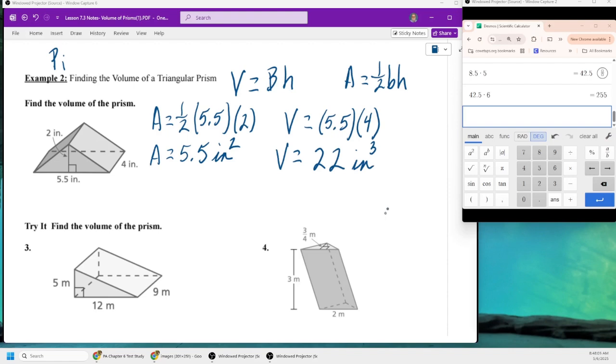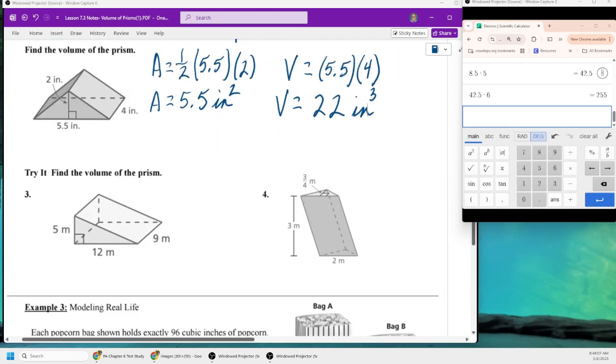Okay? Any questions? All right. I'll do number 4 and then you can go back and do number 3. This one has a fraction in it, so I'll do this one.